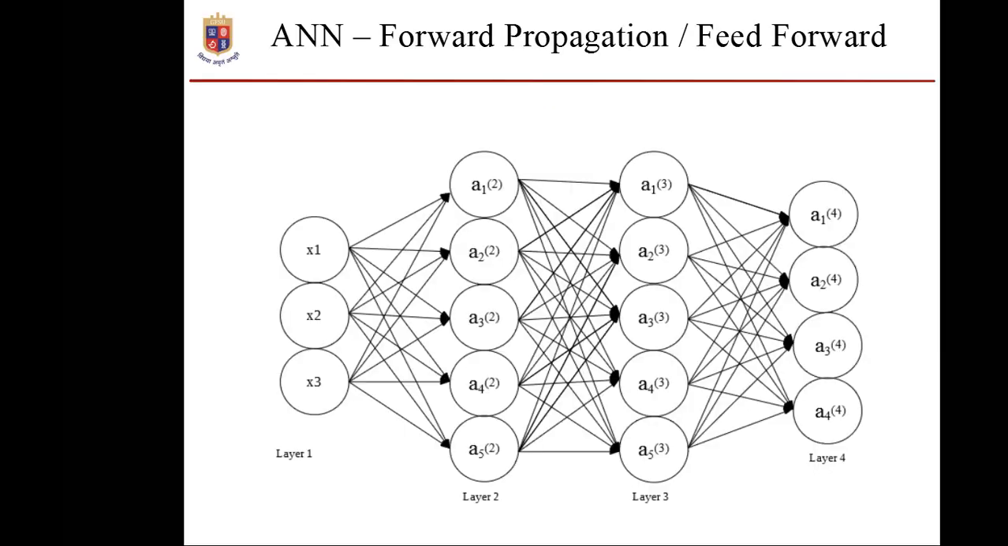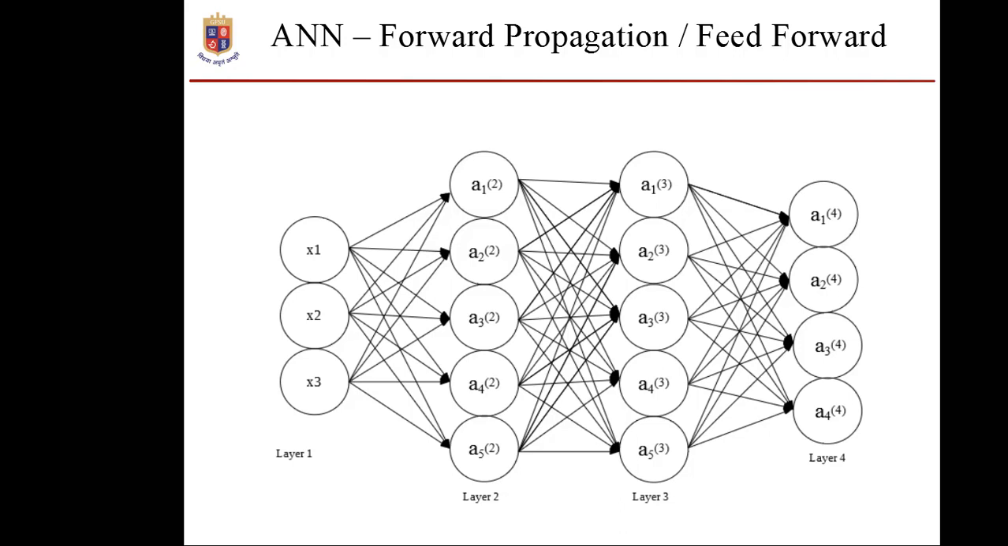In this video, we will understand forward propagation or feed forward of artificial neural network. This is a simple diagram where we have four layers. The first layer, layer 1, is the input layer, which consists of three neurons, x1, x2, x3. You can consider them as the input layer because it is mainly the features of the data set.